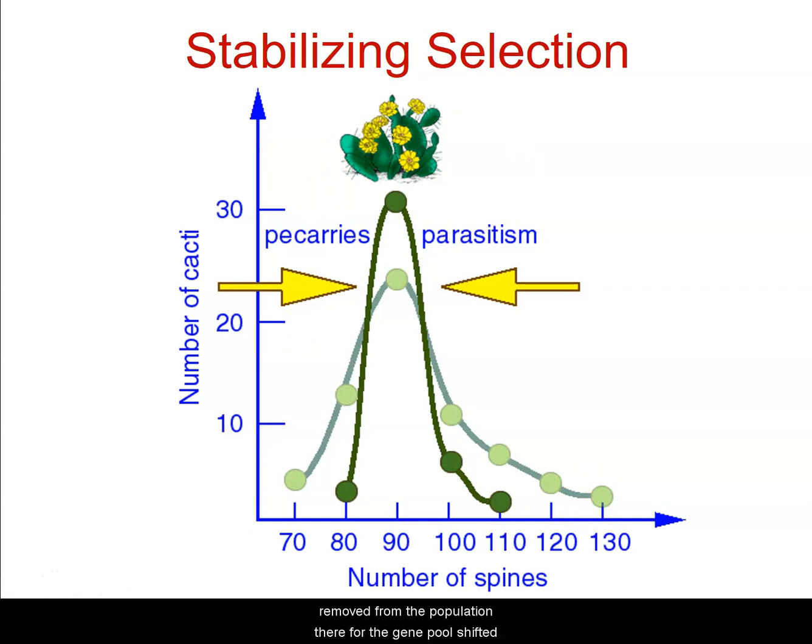Therefore, the gene pool shifted to favor those that had an intermediate amount of spines that wouldn't be attacked by a pig and couldn't be parasitized. So in this case, our bell curve shifted to be skinnier and taller, with very, very few individuals left in the extreme.